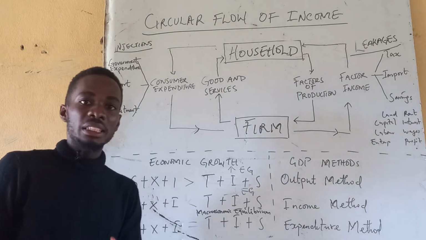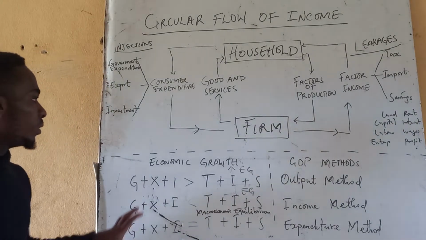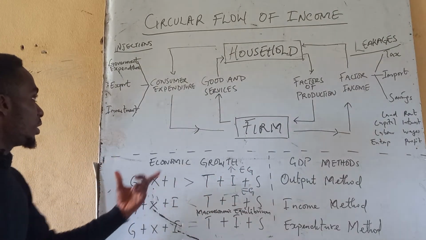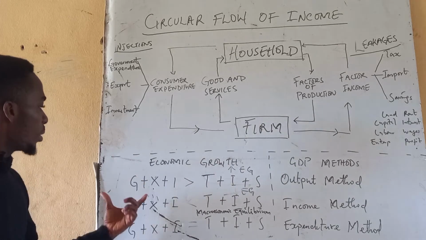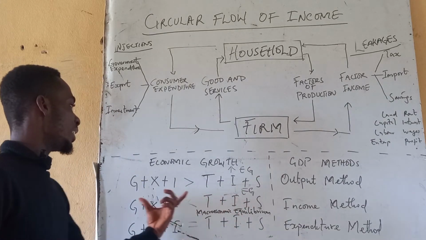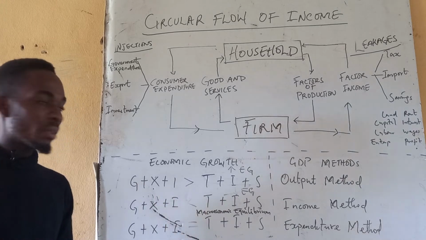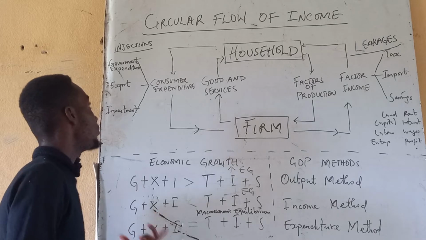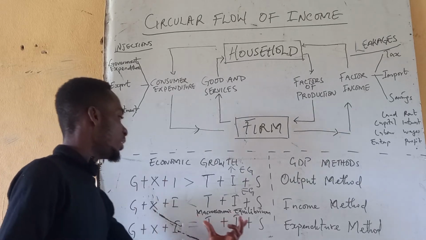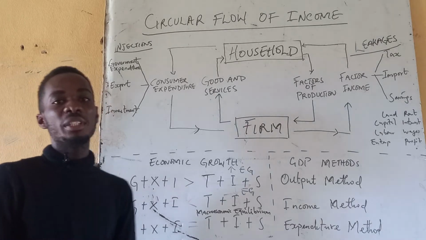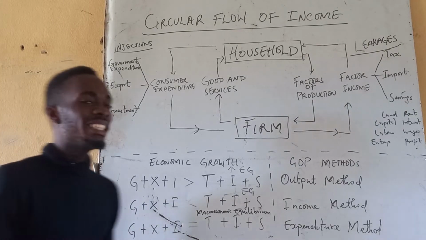Okay, we have the conclusion based on the GDP method. I think from here we can deduce that once the injection is greater than the leakages, we have economic growth. Once the injection is less than the withdrawal or leakages, we say that there is decreased economic growth. And when the injections and the leakages are equal to each other, we say that this is macroeconomic equilibrium.